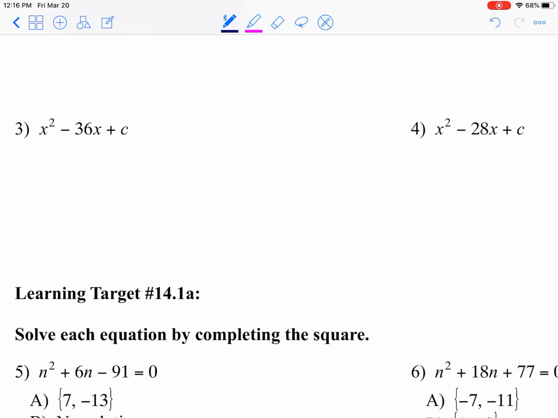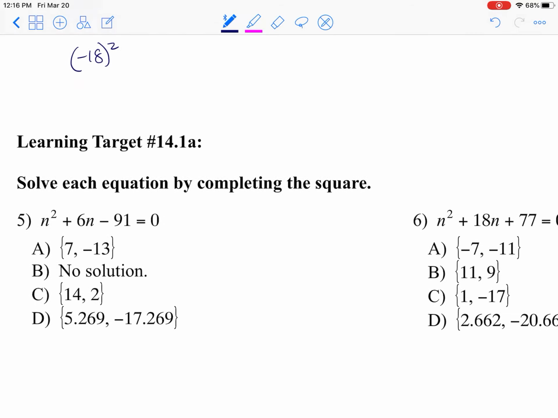So on number 3 here, we take half of negative 36. That's negative 18. We square it. If you're doing that in a calculator, make sure you put that in parentheses like that. And I'm pretty sure that that's 324. Let me check and make sure that's right. 18 times 18 is 324. That's right. So that's the value you're looking for.